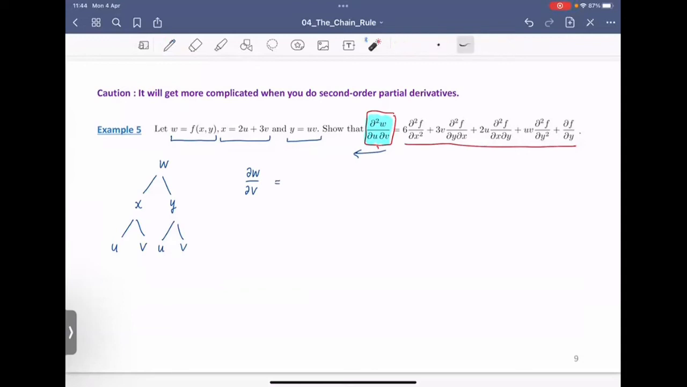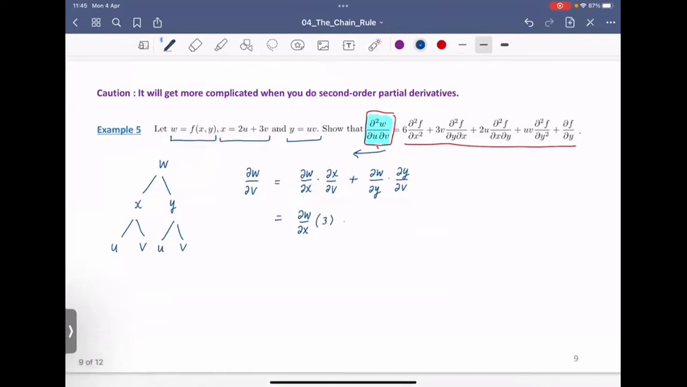So what happened here? w is here, v is here. Okay, let's go, chain rule. So it's going to be ∂w/∂x times ∂x/∂v, plus ∂w/∂y times ∂y/∂v. Now if you can simplify any term, simplify first. ∂w/∂x you have to keep there because you don't have any function you can differentiate. ∂x/∂v is good enough to differentiate because you already know that x equals 2u plus 3v. So differentiating x with respect to v, you get 3.